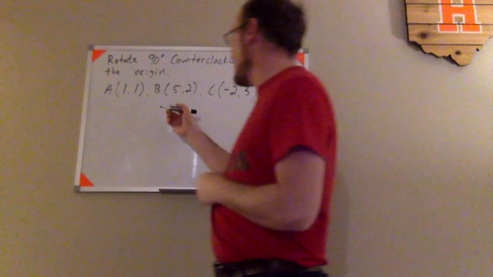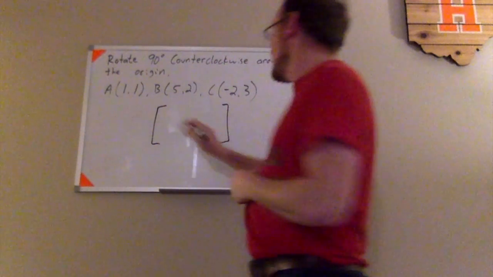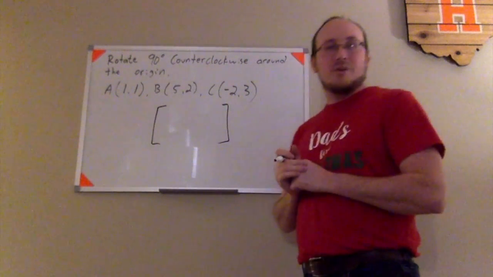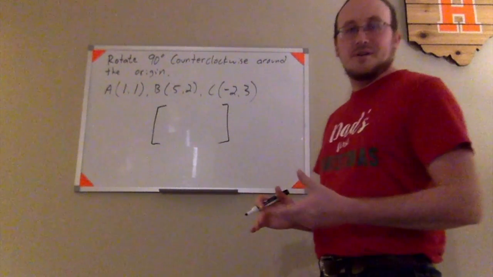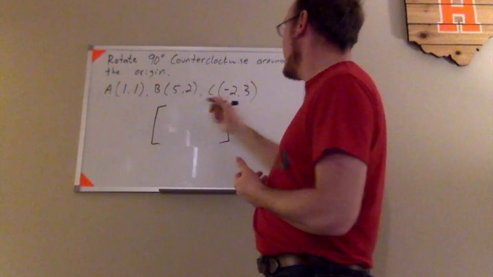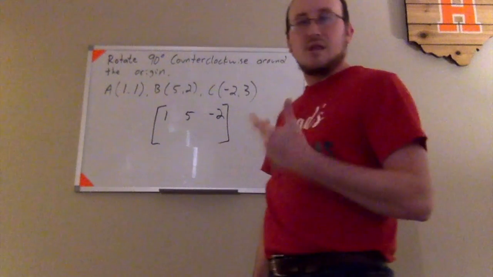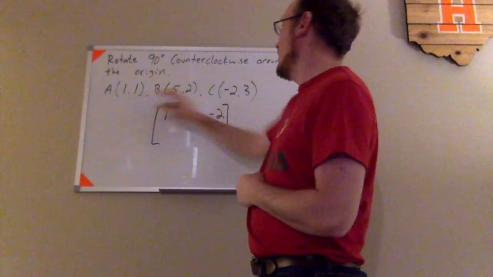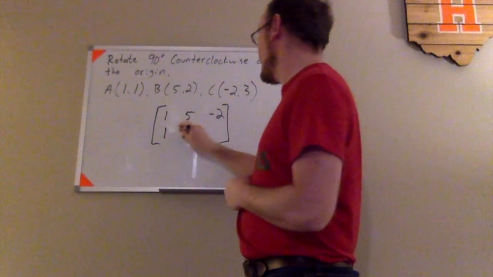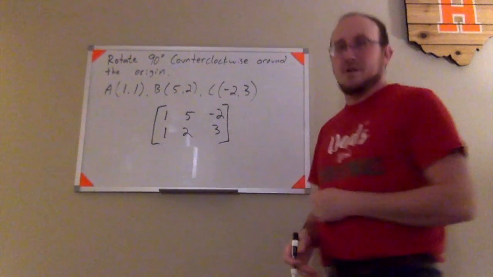So just like I was doing in the other problems, I'm going to go ahead and set up our coordinates of our points in a matrix. Our x coordinates go in the first row, our y coordinates in the second row. So my x coordinates are 1, 5, and -2. My y coordinates are 1, 2, 3. And again, each column should represent one of the points.